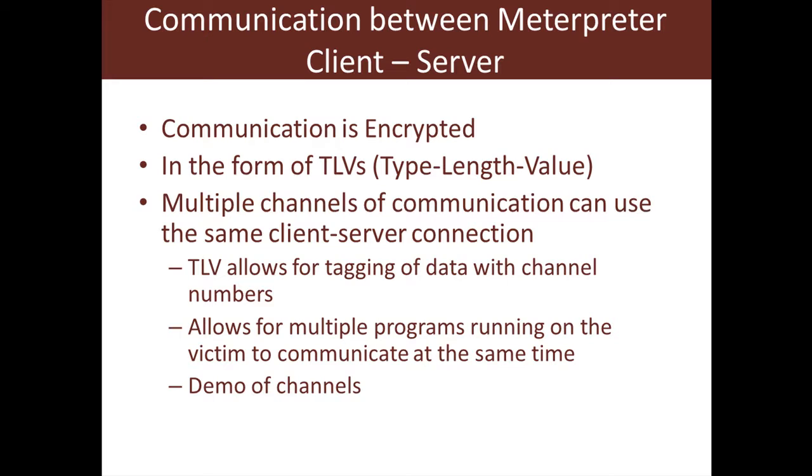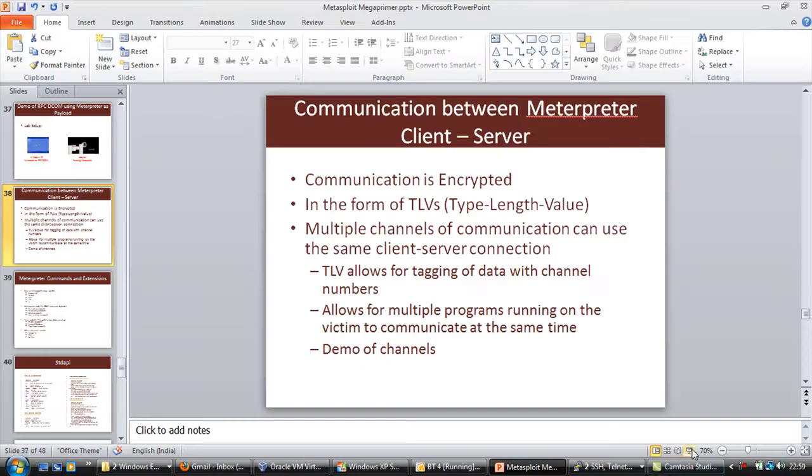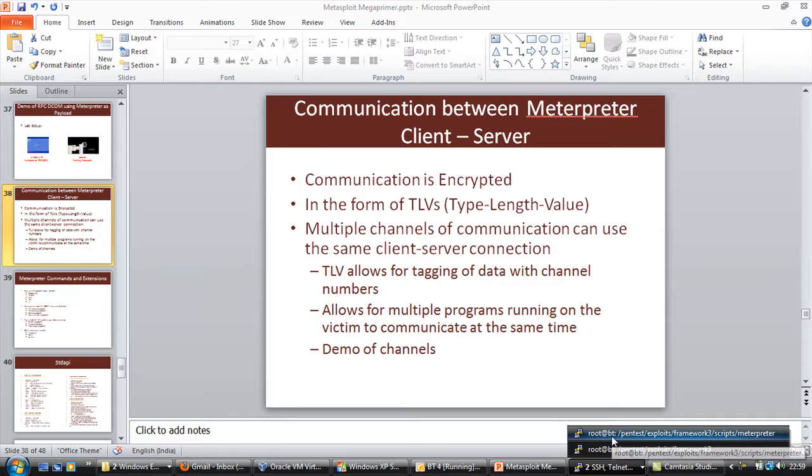So communication between the Metasploit client and server is entirely encrypted and is in the form of TLVs, which is type length value. So inside the whole encrypted communication, data is transferred either side using TLV packets. Also, because of this, there can be multiple channels of communication which can be used, as TLV easily allows for tagging of data with specific channel numbers. Now, what is the advantage? Well, this allows multiple programs running on the victim to communicate with the attacker at the same time. Right? So let's have a look at what we mean by this.